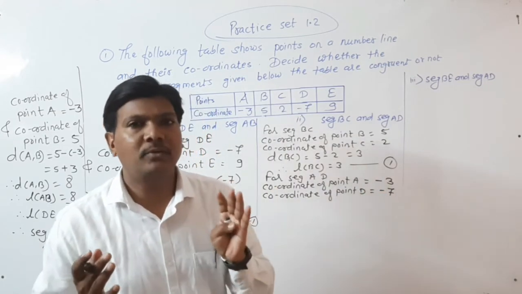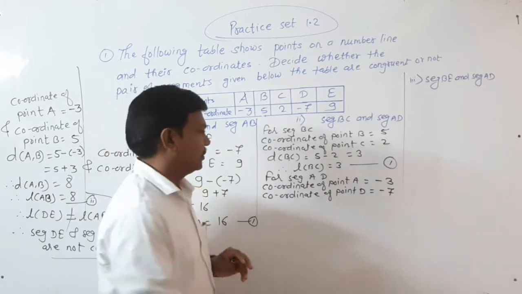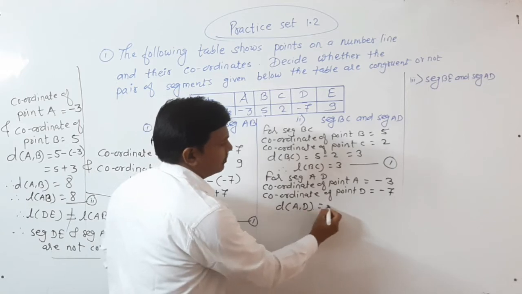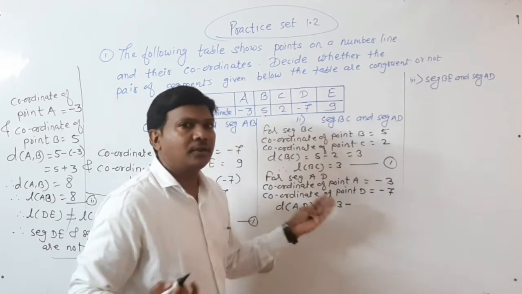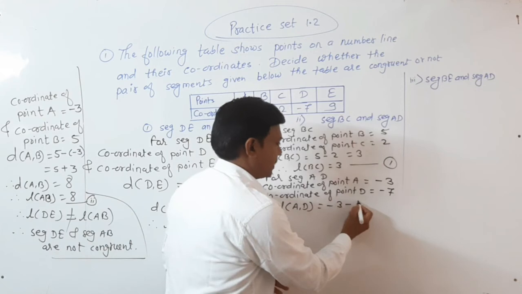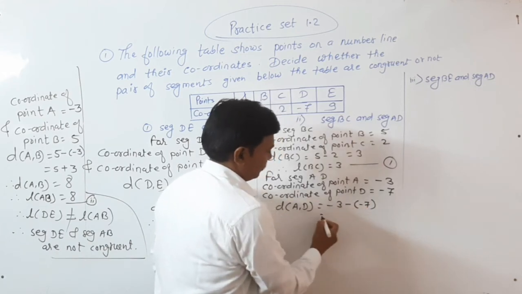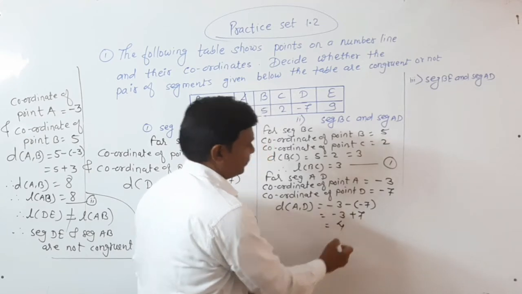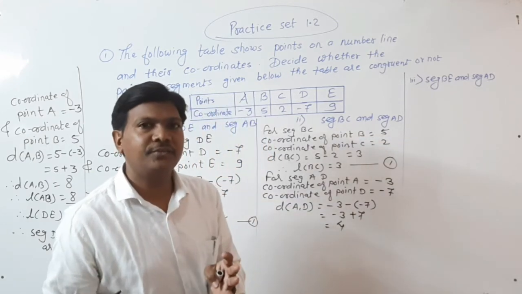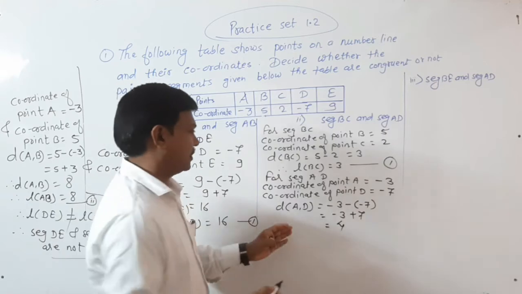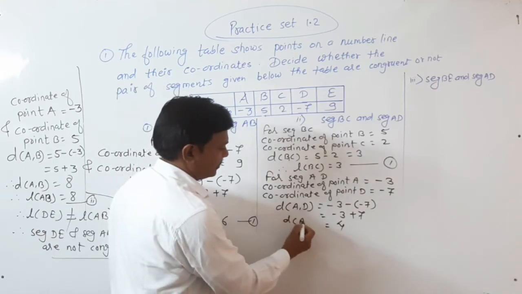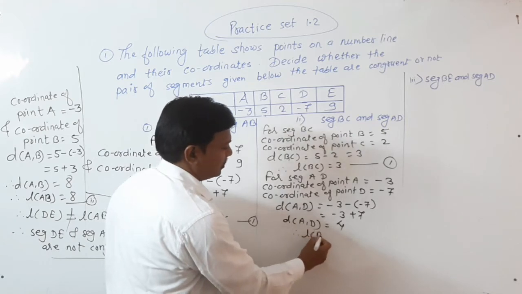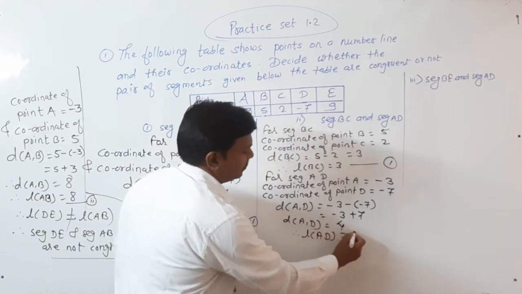So we subtract minus 7 from minus 3. So distance AD equal to minus 3, that is the greater number, minus, in bracket, minus 7. So minus 3 plus 7, that is plus 4. Therefore, the distance between point A and D is 4, and therefore length AD equal to 4.